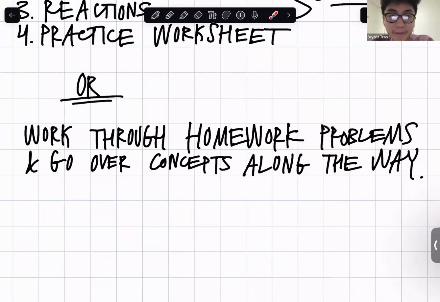Honestly, can we go through homework problems? Yeah, of course. So what you could do is send it through to me through email or your phone number, or you could share your screen on Zoom. Let me allow you to. I think you should be able to share your screen, and then I could help you through the homework problems.